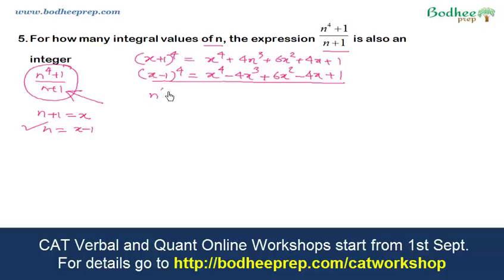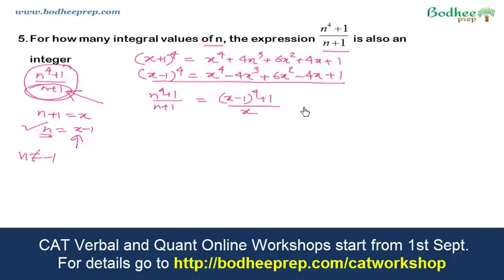So this expression, n to the power 4 plus 1 divided by n plus 1, reduces to x minus 1 to the power 4 plus 1 divided by x, right? And one thing also is obvious, that for each corresponding value of x we will get one corresponding value of n, correct? The only thing is that n should not be equal to minus 1, otherwise the denominator will be 0 and the entire expression will not be defined.